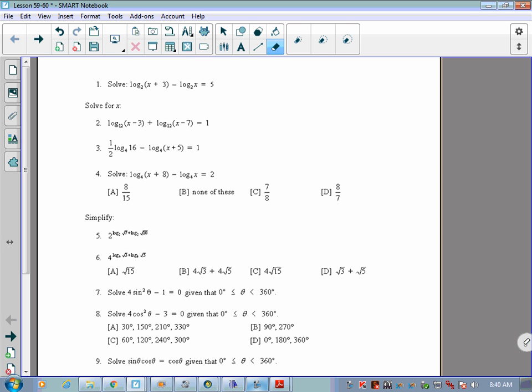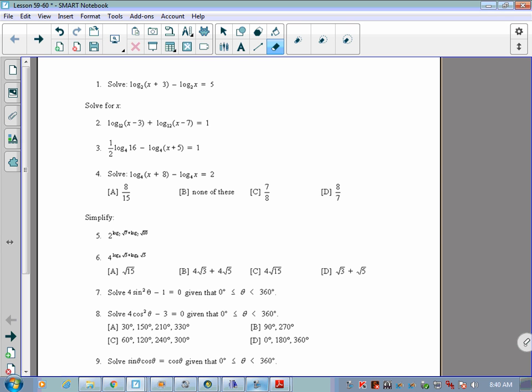So we're going to show my first term and my second term as division. All right, so log x minus 3 over log 12 plus log x minus 7 over log 12 equals 1. We're going to multiply by log 12 on the other side, right?